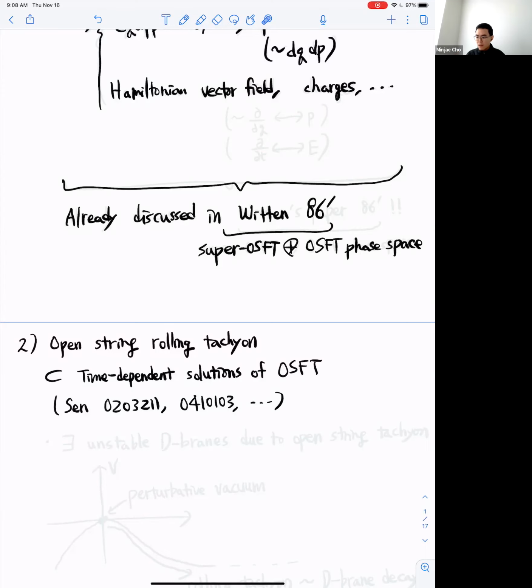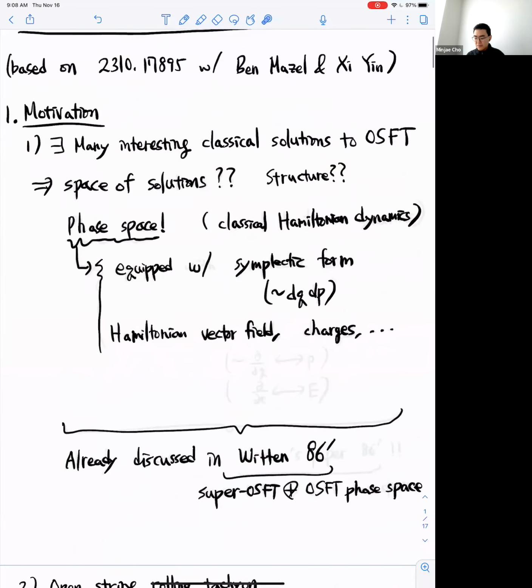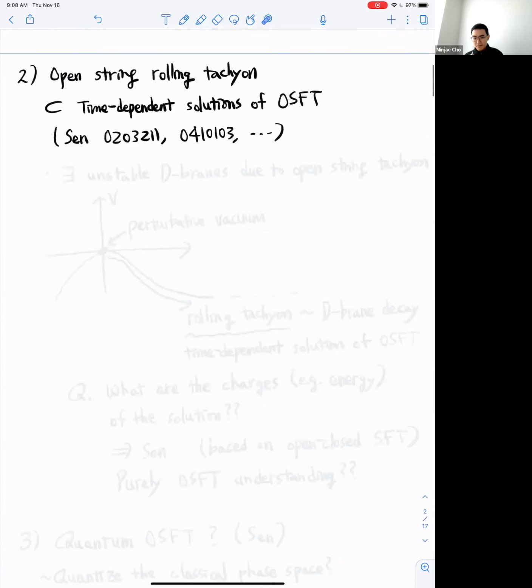Any question about this first motivation before I go to the next one? Okay. So now let's come to a more physical motivation. Before, it was more like: there is this mathematical structure in classical dynamics, and can we define such a thing on open string field theory? Now let's come to the somewhat more physical motivation.